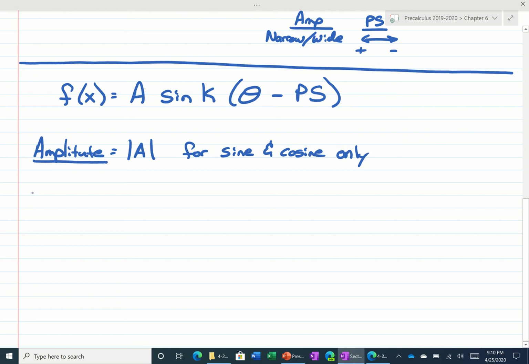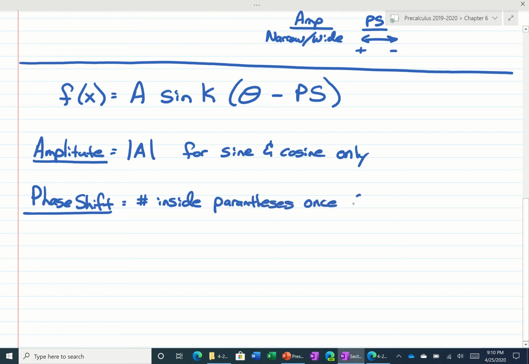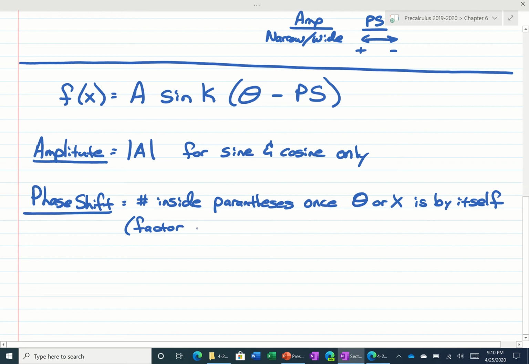The phase shift is going to be the number inside the parentheses once theta or x is by itself. And I'll explain this with some examples. And also with the phase shift, you might have to factor out k first.